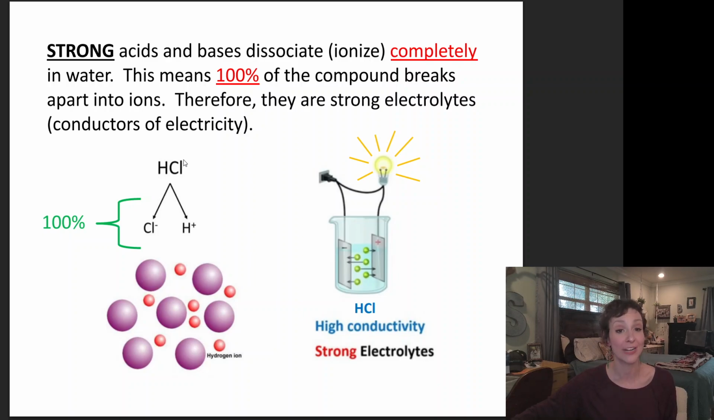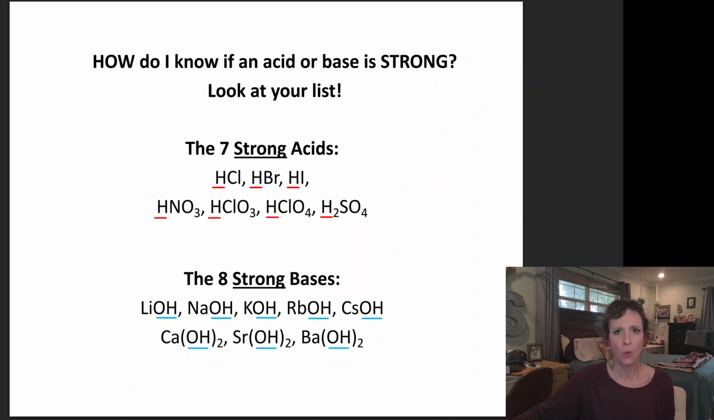Here, hydrochloric acid was on our list of strong acids, right? Every single one of him will blast apart into the ions that make it up, 100%. As a result, I have mobile ions, so it will conduct electricity. So that light bulb will be burning bright, which is really exciting. Well, how do I know if an acid or a base is strong? I gave you a list. If I am on this list, you be strong. Congratulations. If I am not on this list, you be weak.